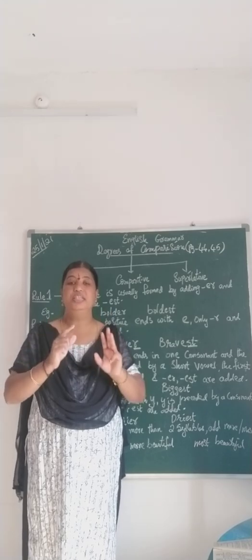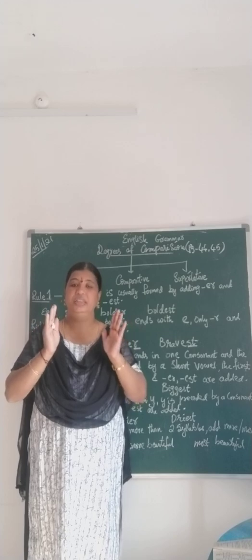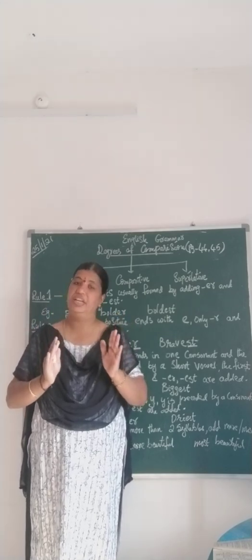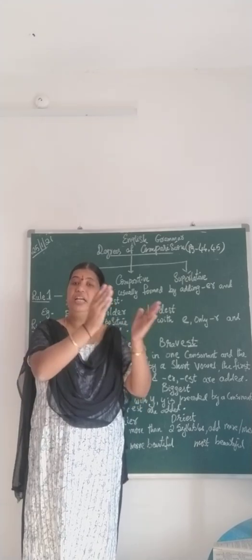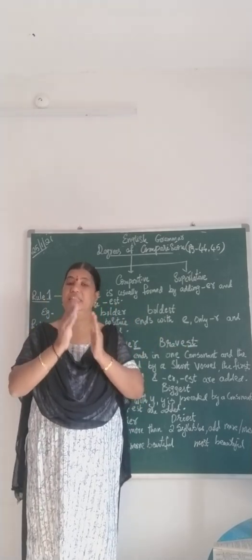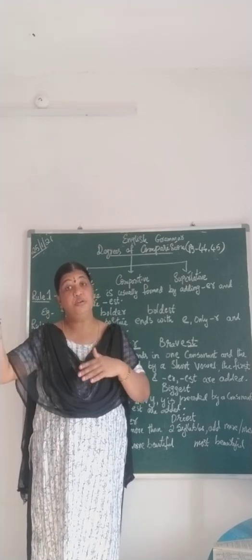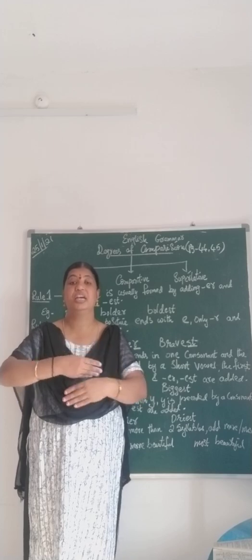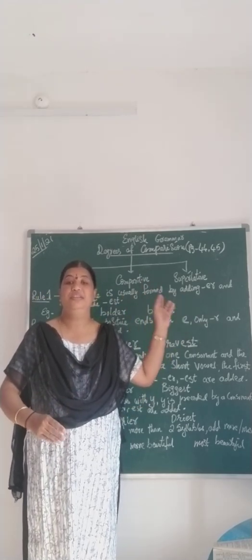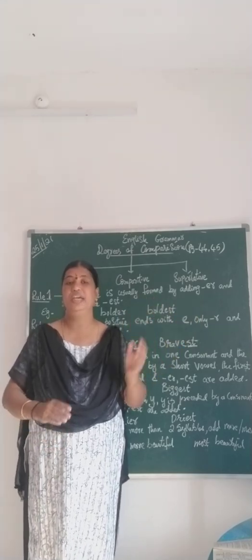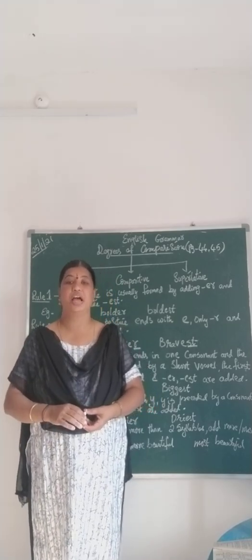So positive is when the adjective is in a very simple form. Comparative, when the adjective is being compared between two things. Now superlative, when the comparison is done to a very large extent, then we term it superlative degree of comparison. Now this is a very important topic in English grammar, children.